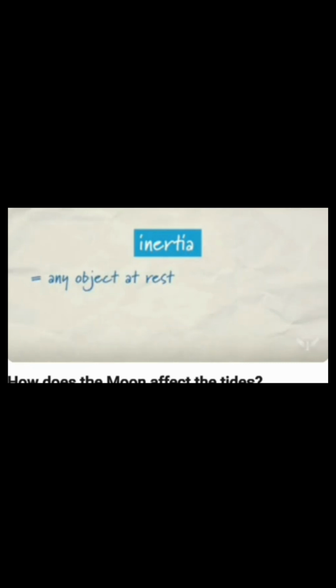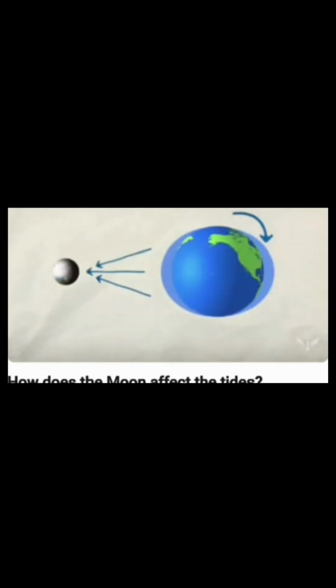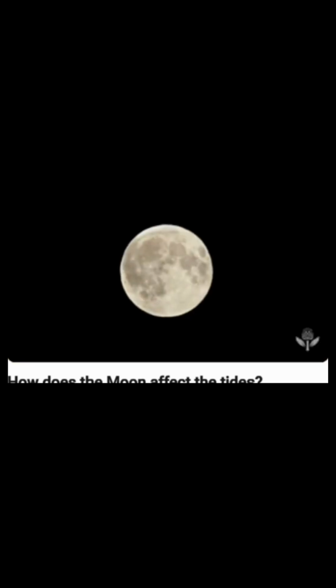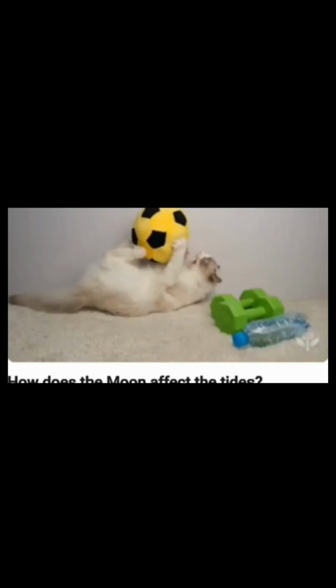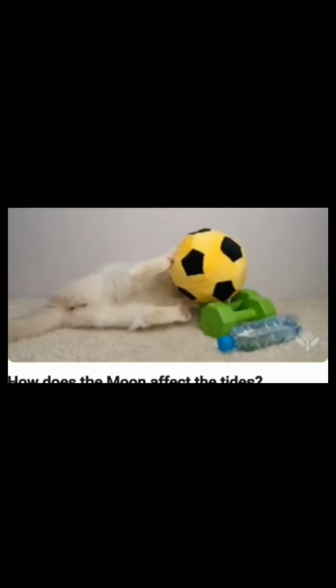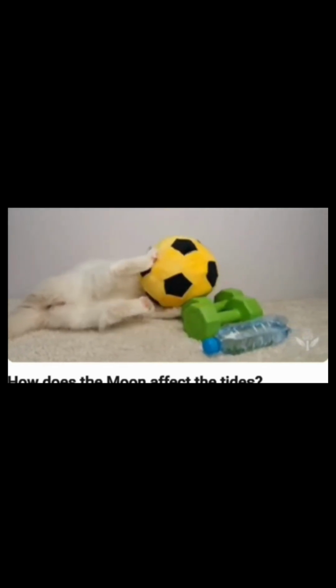Any object at rest will resist moving. Hence, the far side bulge is created as the water over there isn't being forced to move toward the moon as hard. When areas of the ocean bulge out, the tide rises. When Earth rotates, their position changes. They no longer bulge, and the tide falls. So if you're thinking about how the moon affects the tides, it might be helpful to imagine its force trying to stretch the soccer ball-shaped Earth to look more like a football.